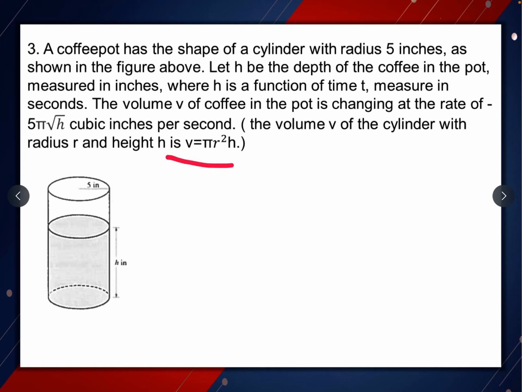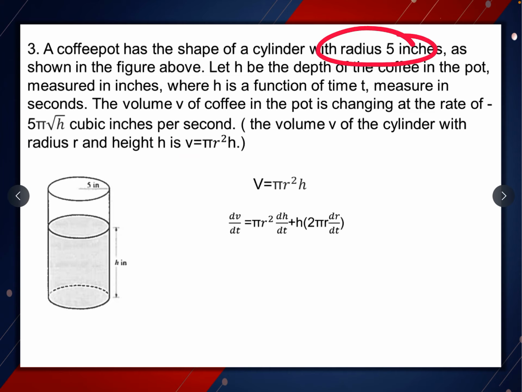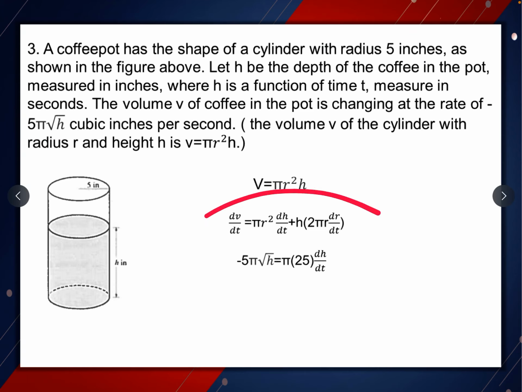When we see the rate of change, it means the derivative. When we have a derivative, we need to have another derivative. And how can we get that? Using this one. So dV/dt will equal pi r squared dh/dt plus h 2 pi r dr/dt.